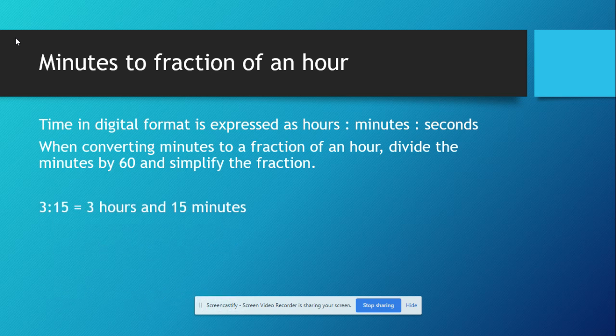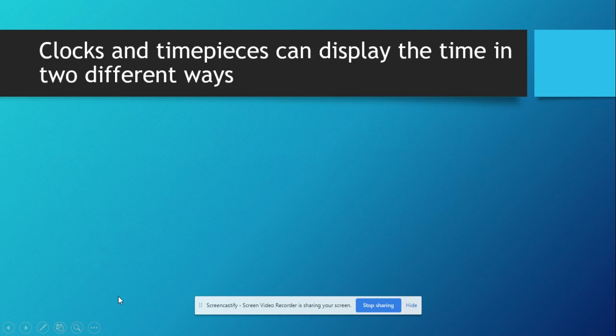Watch this. So we've got 3:15. So we've got 3 hours and 15 minutes. But now we want that as a fraction of an hour. So what you do is you take the minutes and you divide it by 60. So 15 minutes divided by 60. Bring that down to the lowest. It's 3 1/4 hours. If I say to you that I want it in a fraction of an hour, that's how you do it. You take your minutes and you put them into a fraction of an hour. Divide it by 60. Bring the fraction down to the lowest.